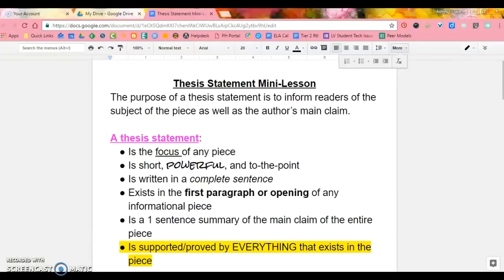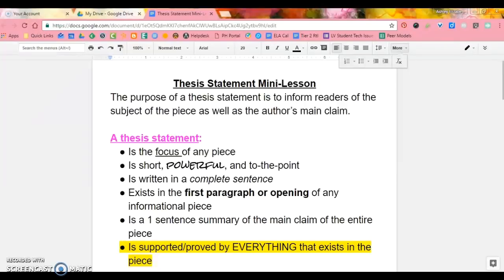Hi guys, for our mini lesson today, we're going to be talking about thesis statements. The purpose of a thesis statement is to inform readers of the subject of a piece as well as the author's main claim. It is the most important part of an entire piece. A thesis statement is the focus of any piece.